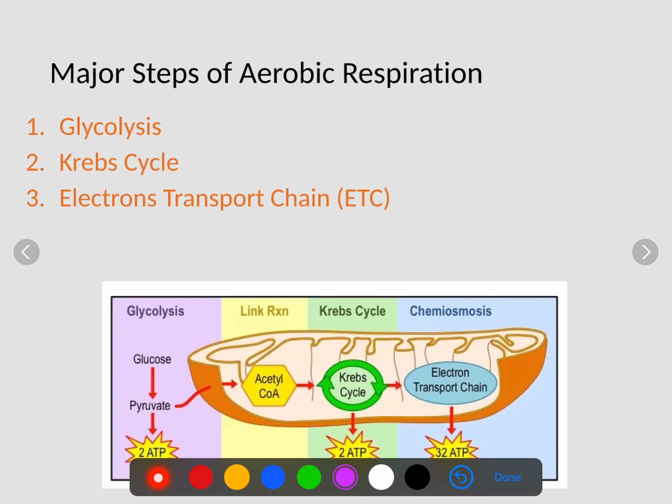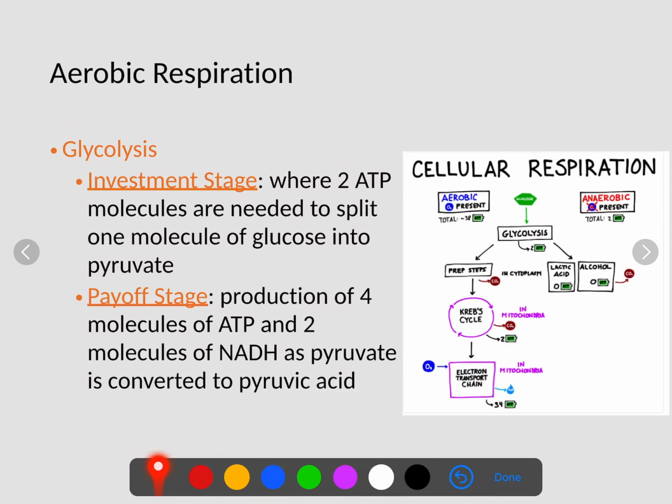Now, aerobic respiration is composed of 3 parts: glycolysis, the Krebs cycle, and the electron transport chain. The Krebs cycle and the electron transport chain occur in the mitochondria. Now remember, the mitochondria is a very important organelle. So this right here is our mitochondria down here. This is where the majority of ATP is produced. It's an organelle responsible for producing energy, and it's in both plant and animal cells.